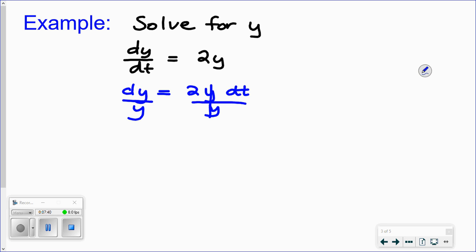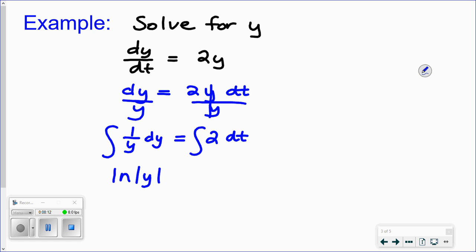So here's what we have now. Personally, you can leave it dy over y. I kind of like to write it as 1 over y times dy, because in my mind it's a little bit easier when I integrate to look at it like that. Equals 2 times dt. All right, so we have separated our variables, so the next step is to integrate both sides. So the antiderivative of 1 over y is the natural log of the absolute value of y equals, and then the antiderivative of 2 with respect to t is going to be 2 times t plus c, adding the plus c to the right side.